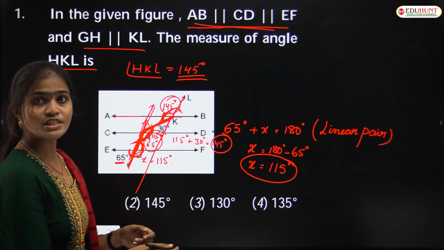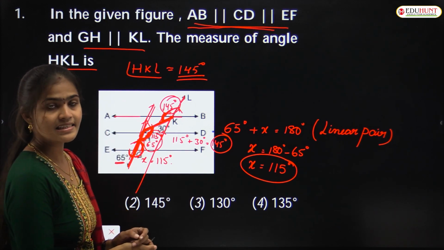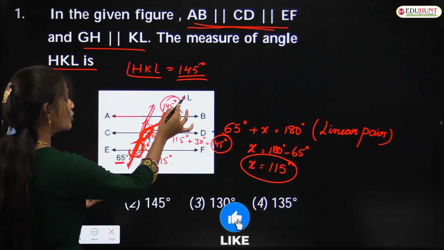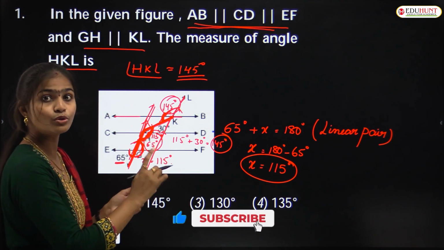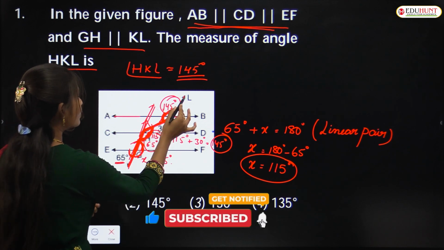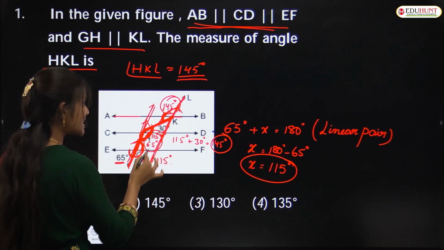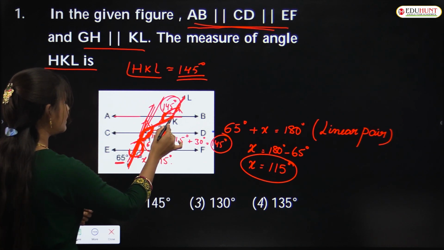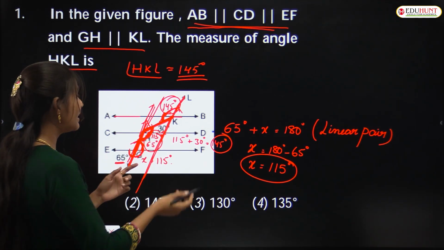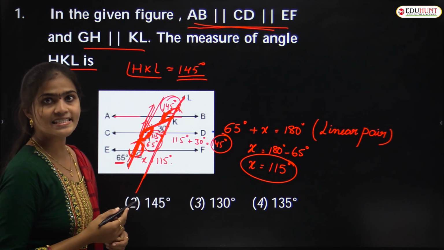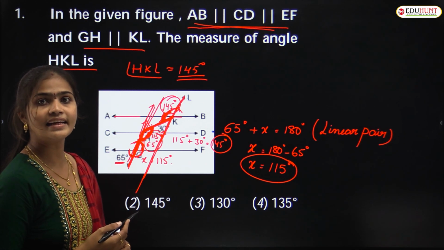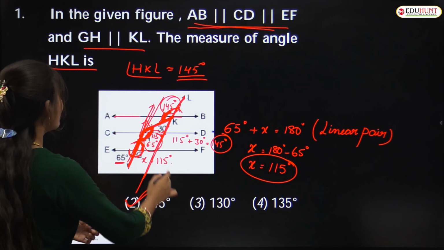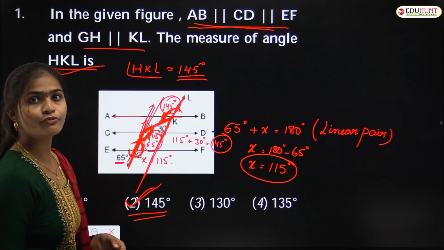Once again, observe first which conditions they have given, and we have to go for those conditions. AB is parallel to CD, CD is parallel to EF. One more condition they gave. Why? Because this is not a straight line, one transversal they didn't give; two different transversals are given. If you extend these two lines, then we can say that those two lines are parallel to each other. Then HK is a transversal. Here I applied the alternate interior angles condition: if the given lines are parallel, then alternate interior angles are equal. That's why this angle is equal to 145 degrees. So angle HKL is equal to 145 degrees.